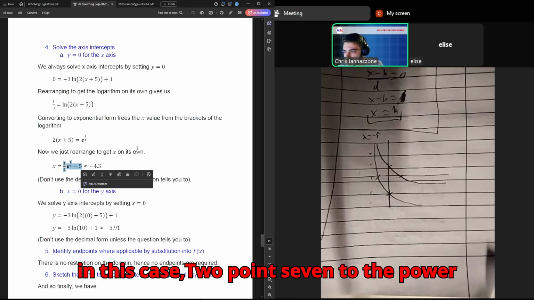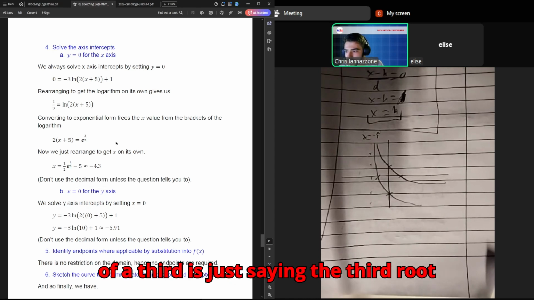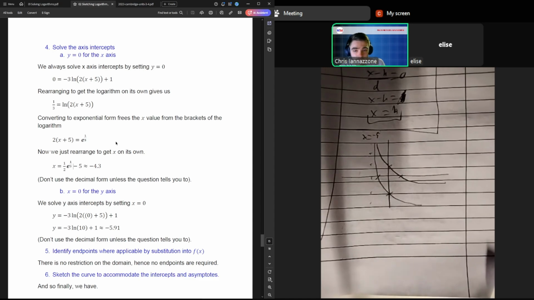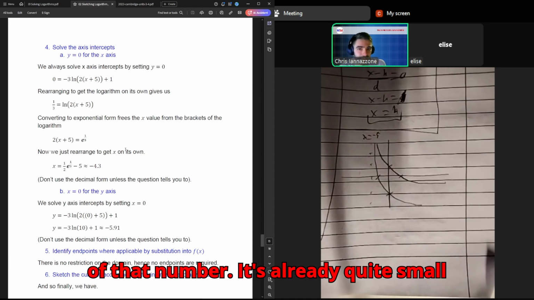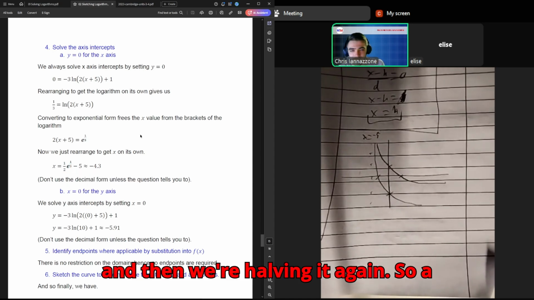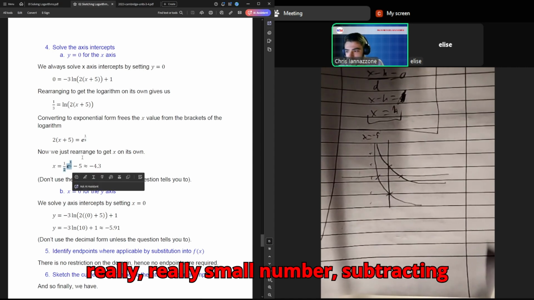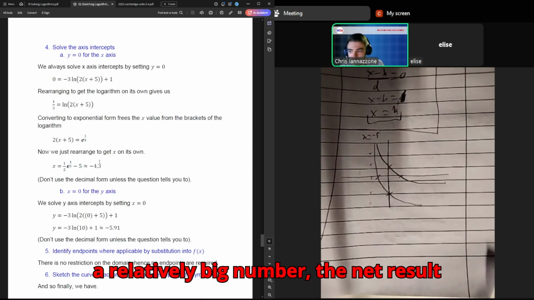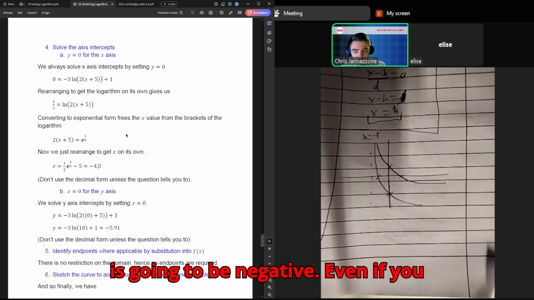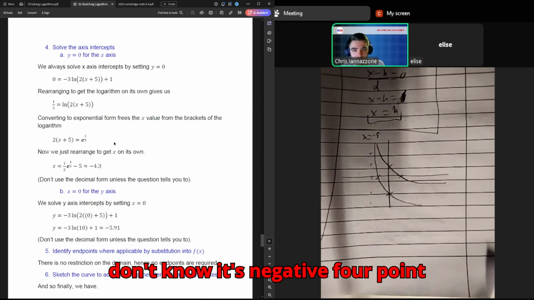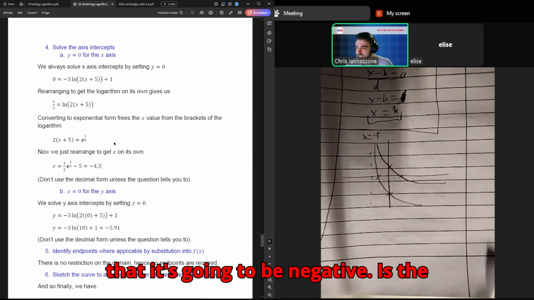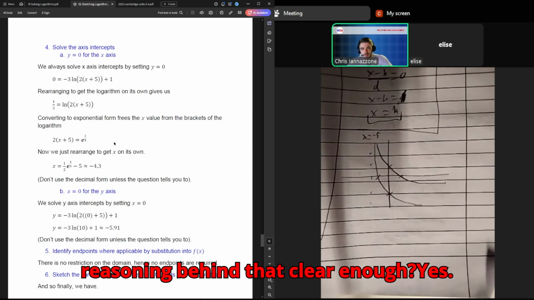And in this case, 2.7 to the power of a third is just saying the third root of that number, so already quite small, and then we're halving it again. So really, really small number, subtracting a relatively big number, the net result is going to be negative. Even if you don't know it's negative 4.3, you can pretty confidently say that it's going to be negative. Is the reasoning behind that clear enough?